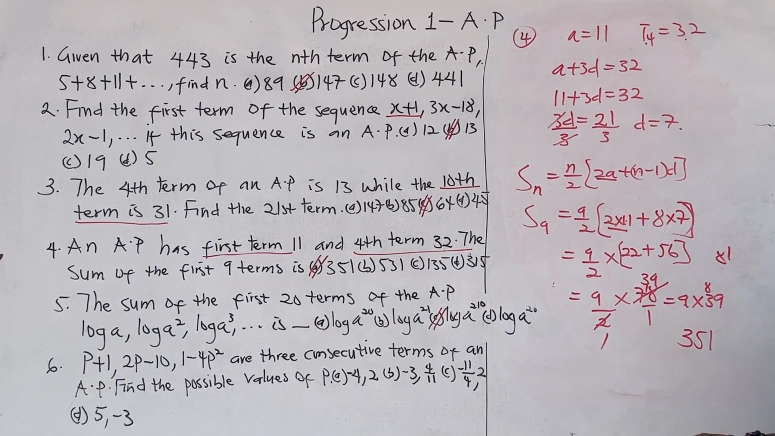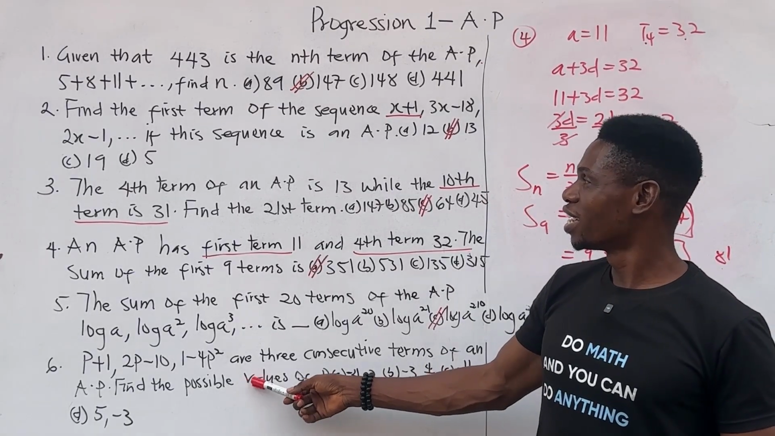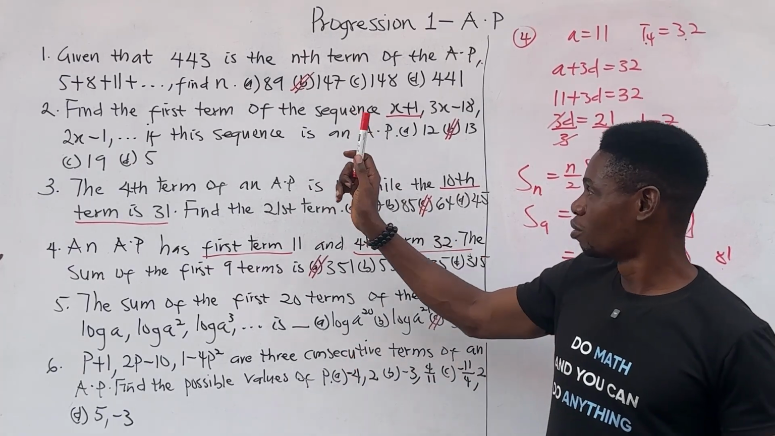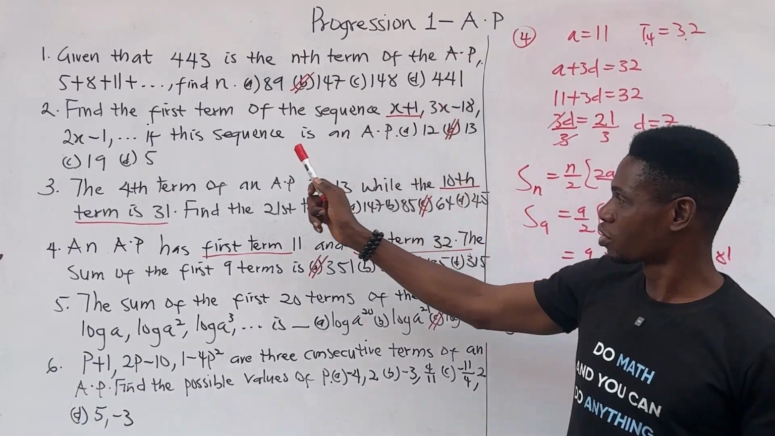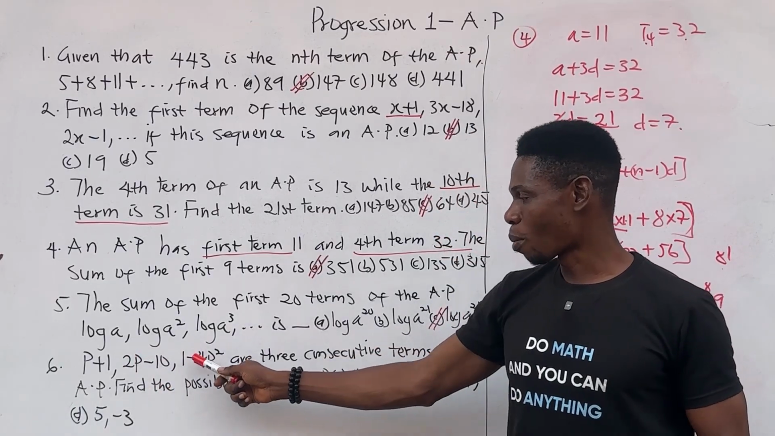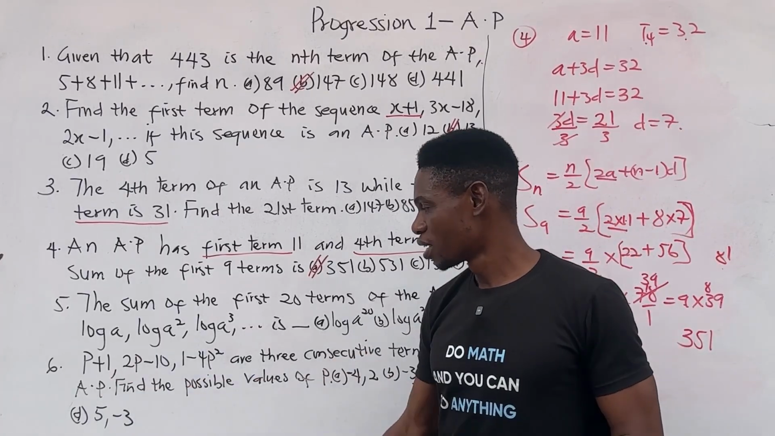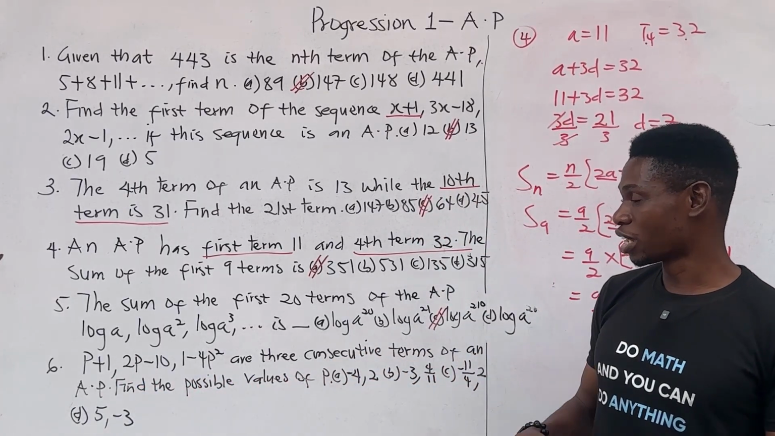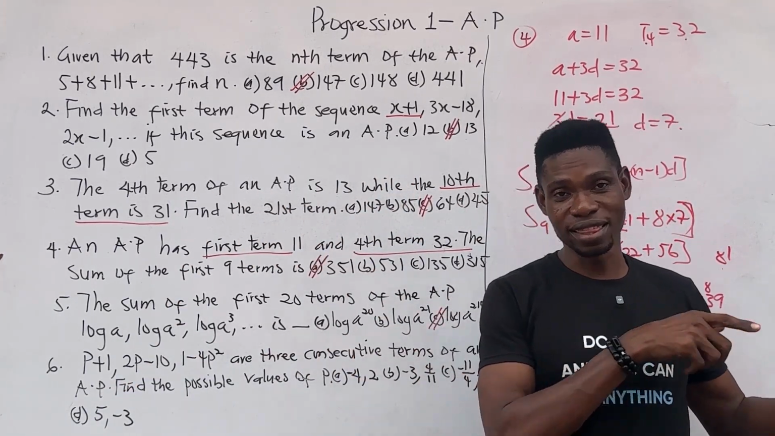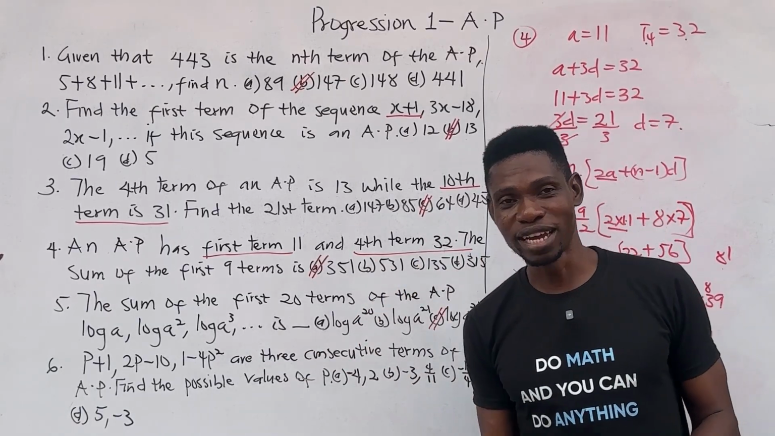Okay, so for this number 6 that you are going to solve by yourself, let me give you a hint. What you are doing here is not far from what we did in number 2. Now remember, in number 2 we had 3 consecutive terms. Now you have 3 consecutive terms: p plus 1, 2p minus 10, and 1 minus 4p squared. So there are 3 consecutive terms of an AP. It says find the possible values of p. So you are just to find p. Remember, t2 minus t1, which is the common difference, is the same as t3 minus t2, which is also the common difference. So if you solve that equation, you get an answer.